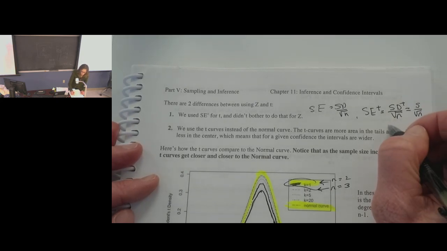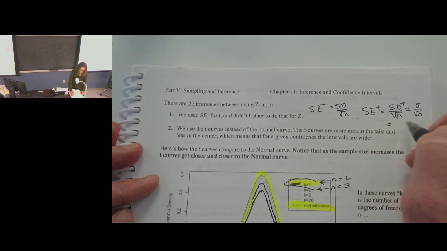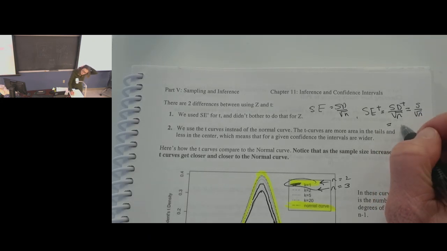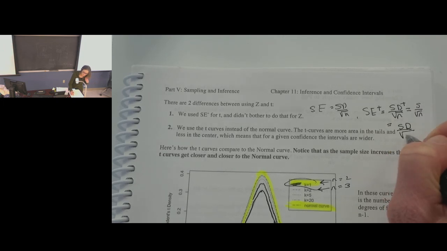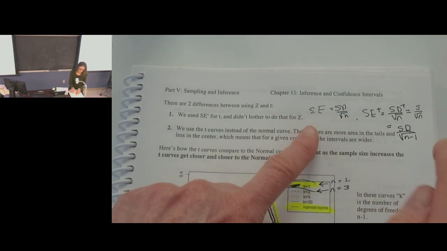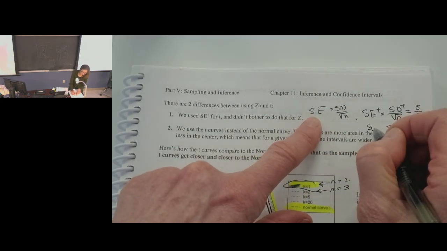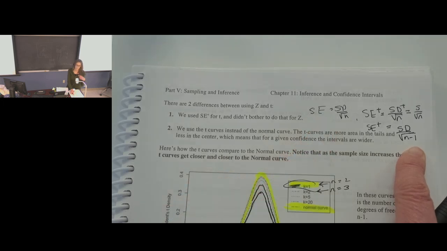But another way to think about it is, if you're given the SD, it's going to be without the S, over the square root of n minus 1. Okay? So this is SE plus, and that's the difference. They differ by a factor of the square root of n over n minus 1, square rooted, or the reciprocal.